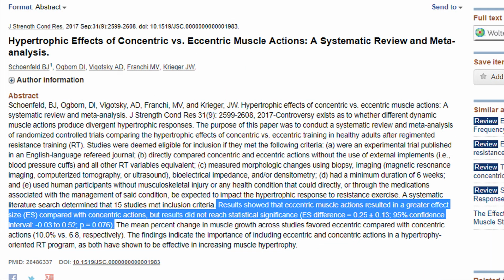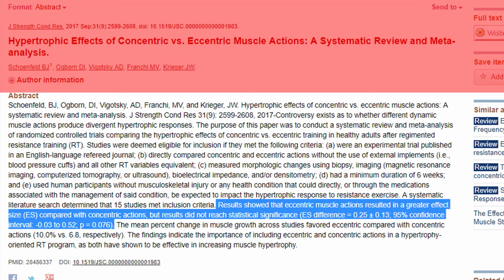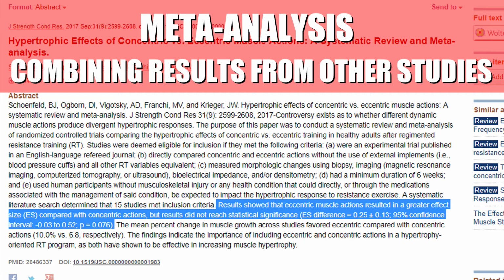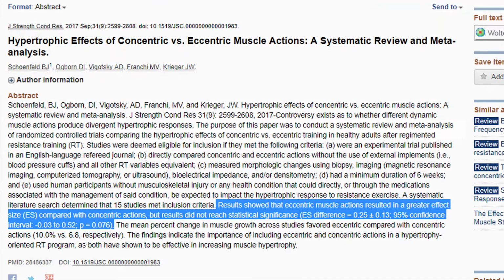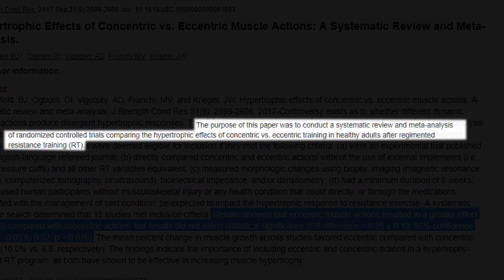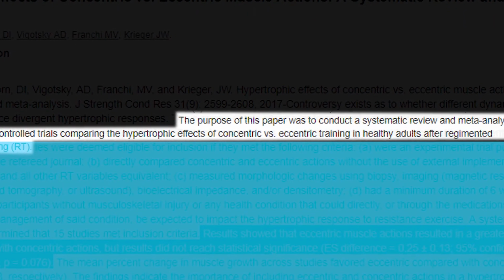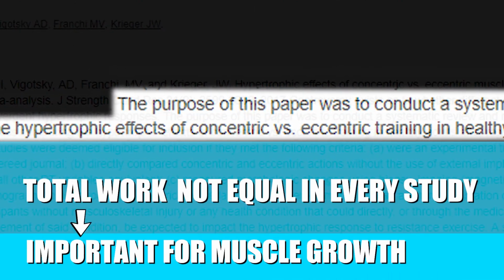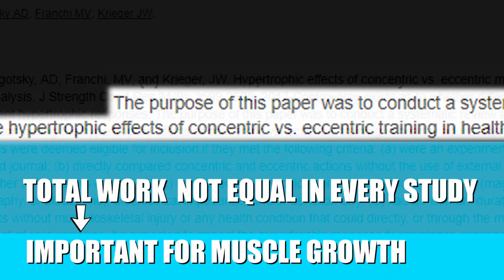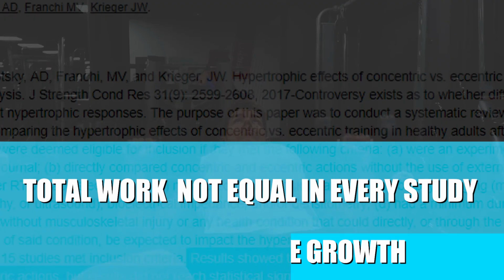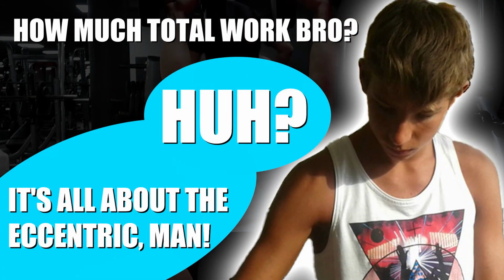Now, if we look at a study by Brad Schoenfeld and colleagues, 15 studies, they did a meta-analysis and they favored eccentric compared to concentric muscle actions for muscle size. Now, if you look at that, you draw the conclusion. However, total work was not equated in every single study, and we know that total work is very important when it comes to muscular hypertrophy.